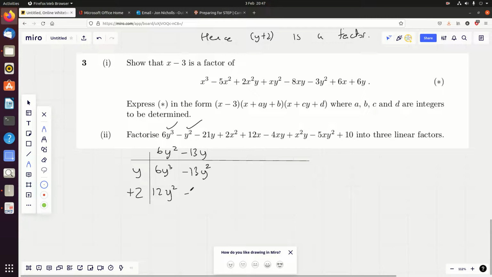Now that's also giving me minus 26y, so I really only need minus 21y, so I guess I need a 5 here, and so I've got a 5y, and therefore I've got minus 21y. That also gives me a plus 10, and I get happy with myself because that looks quite nice. It's almost like I've done part of it. Now what else have we got here? We've got a minus 4xy.